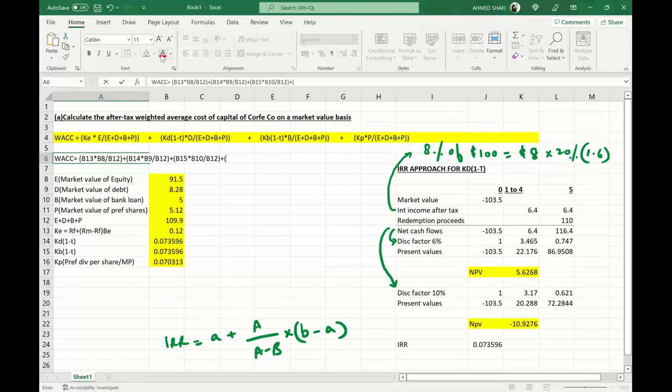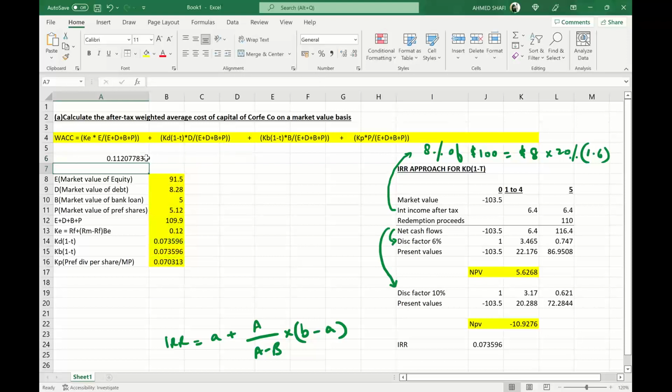Plus finally KP. KP is in cell B16, into P. P is in cell B11 over E plus D plus B plus P, all four, B12. That's it. Enter. 11.2% is your final WACC.